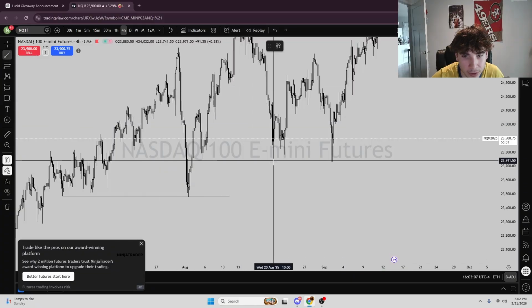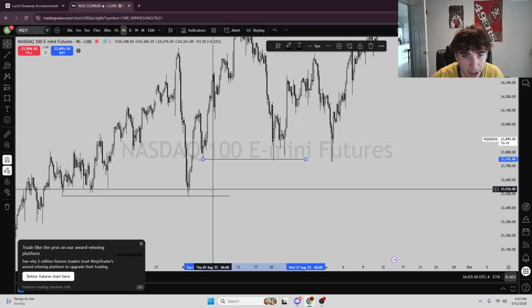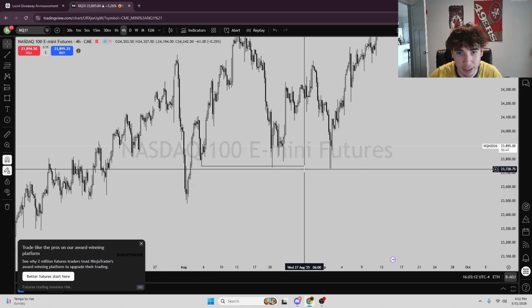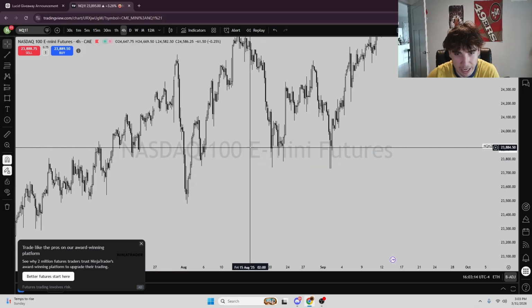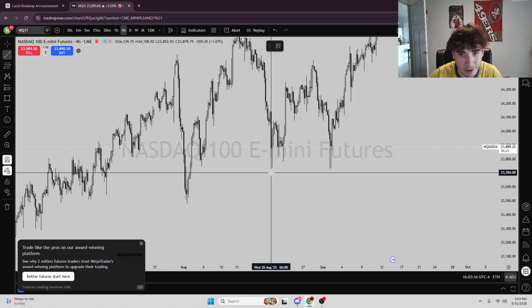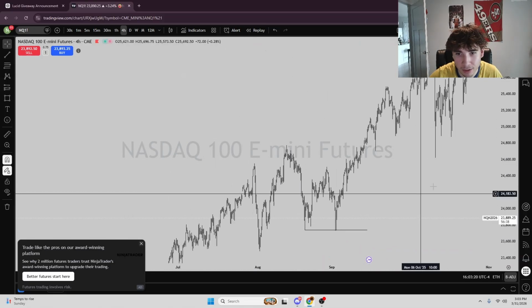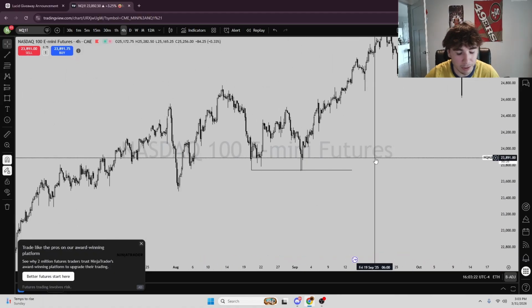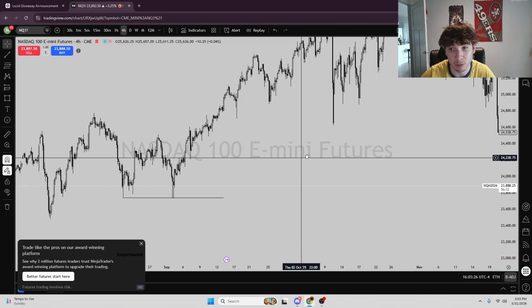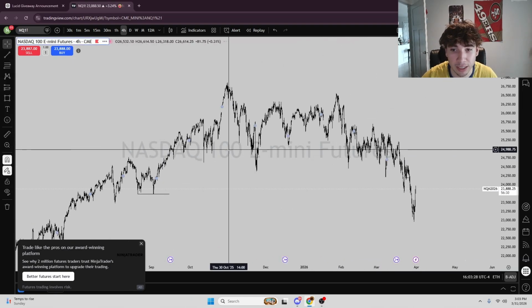And then again, look at this. We have resting liquidity right here. Look what happens. We sweep it. We never close below it. Insta reversal. But now this becomes liquidity. So we sweep this, never close below it, and look, insta reversal. Candle closures are something you guys really need to start paying attention to because it will completely change your thought process on understanding when to trade.